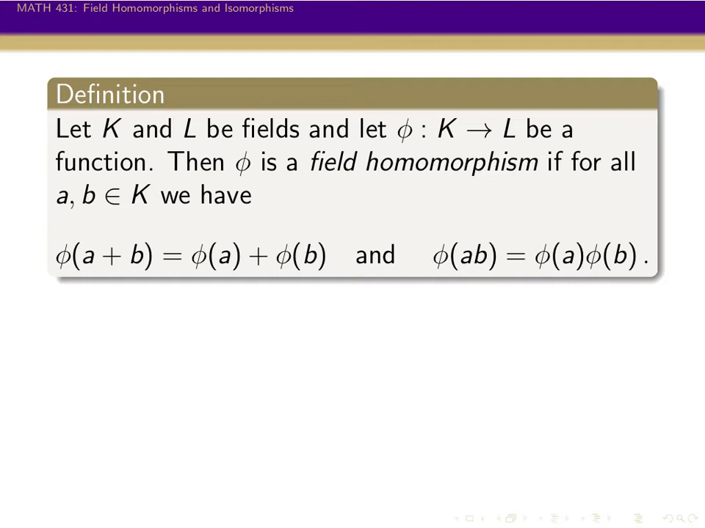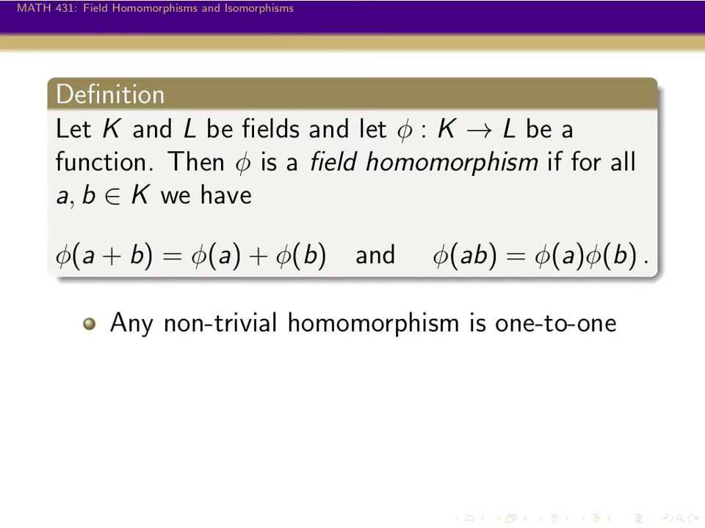A field homomorphism is basically a ring homomorphism, but between fields. So if K and L are fields, we'd say that phi is a field homomorphism from K to L if for all a and b in K, phi of a plus b is equal to phi of a plus phi of b, and phi of the product a times b equals the product phi of a times phi of b. This is just the same definition as for ring homomorphisms, but now applied to fields.